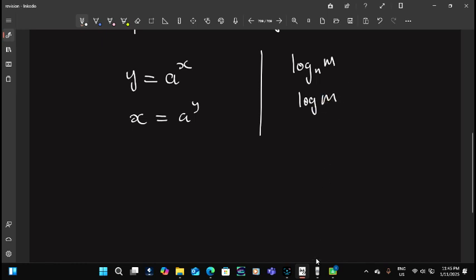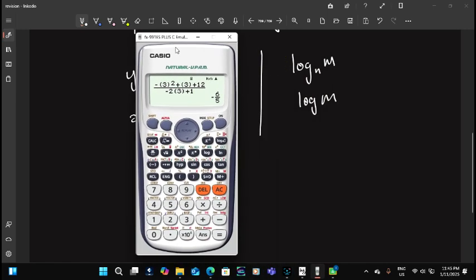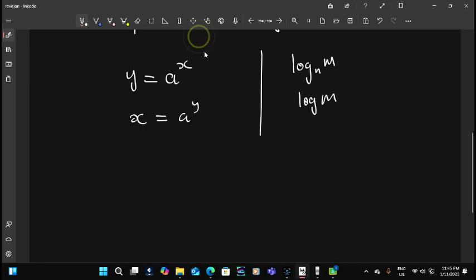So log of m, where do you see it on your calculator? This one is the base 10 log, and this one is the natural log. Okay, and now I'm going to use this one to solve this. I can use both of them. So I will say y is equal to, remember I want to make y the subject of the formula, y is equal to the log of x base a, and then that's it.